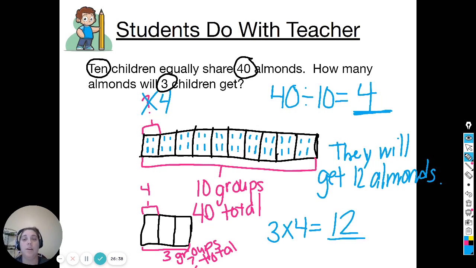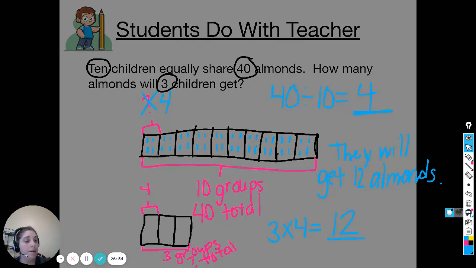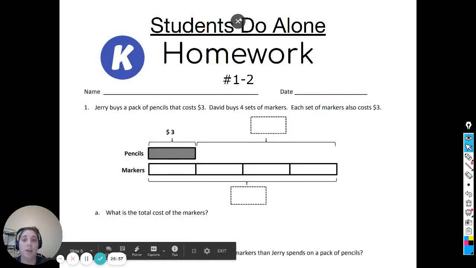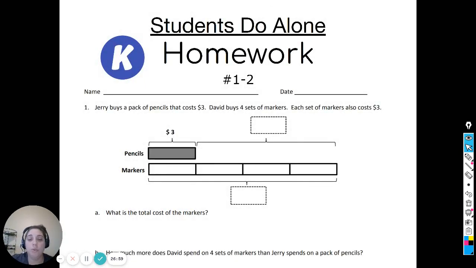Okay, so that was our 2-step word problem. First, we had to figure out how many almonds each child got. Once we knew how many each child got, we could figure out how many 3 children would get. Now we're at the part where you are going to do your homework alone. You're going to have 2 word problems to solve. Okay, they are going to be 2-step word problems, so make sure you use your picture to draw what you need to help you solve the problem. Go ahead and get started.